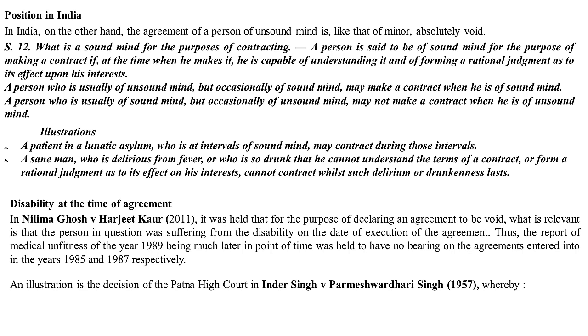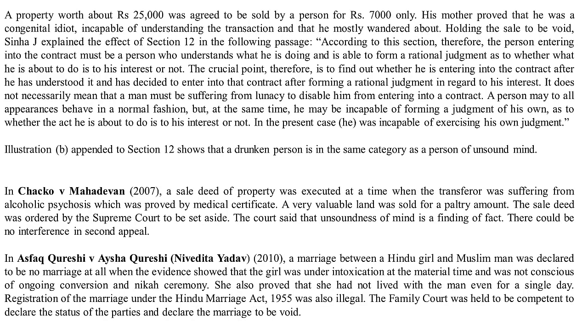Thus, the report of the medical unfitness of the year 1989, in this case, being much later in point of time, was held to have no bearing on the agreements entered into in the years 1985 and 1987 respectively. So an illustration of the same point is the decision of the Patna High Court in Inderjeet versus Parmeshwardhari Singh, whereby a property worth about rupees 25,000 was agreed to be sold by a person for rupees 7,000 only. His mother proved that he was a congenital idiot, incapable of understanding the transaction, and that he mostly wandered about. Holding the sale to be void, Justice Sinha explained the effect of section 12 in the following passage.